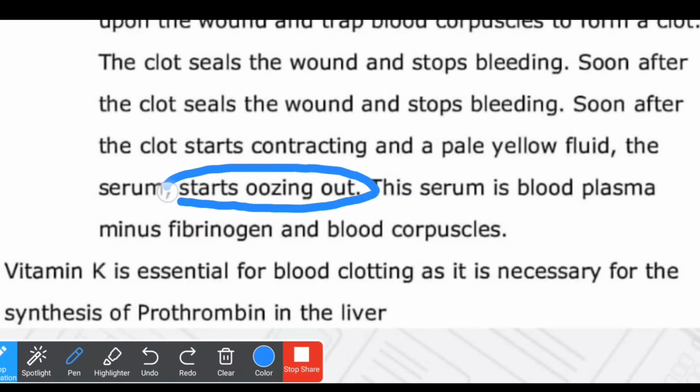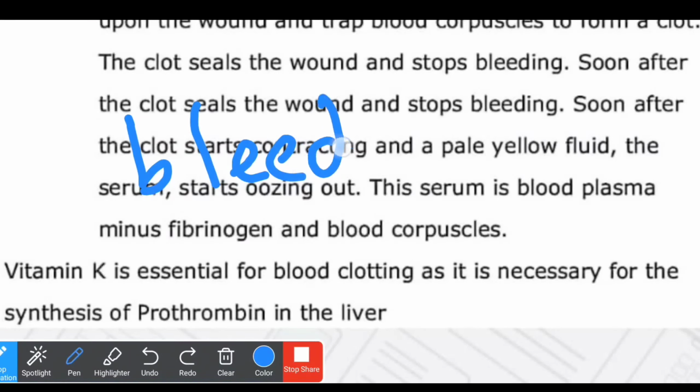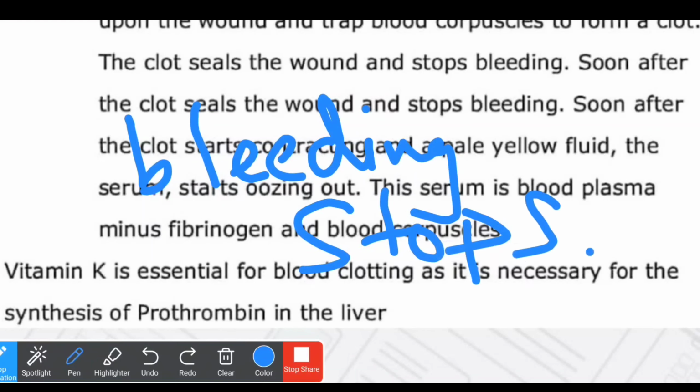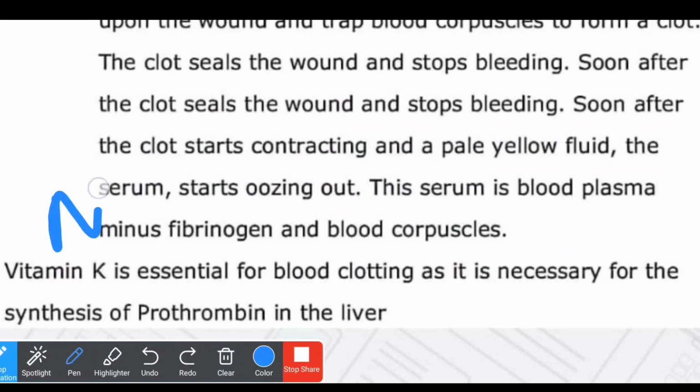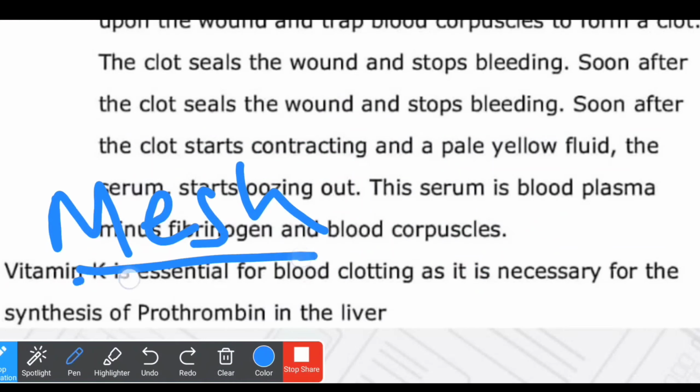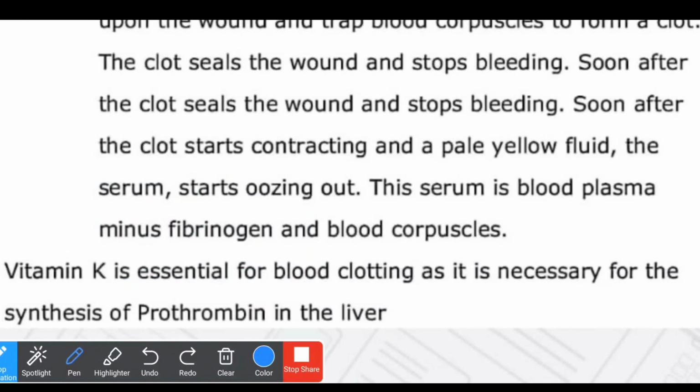Please do remember this case: whenever we get injured in any place, let's say for example, we have been injured on the finger, ultimately whenever the bleeding stops, it means that the fibrin has formed the mesh. Soon after that, a pale yellow fluid will start oozing out, and this pale yellow fluid will be called serum.